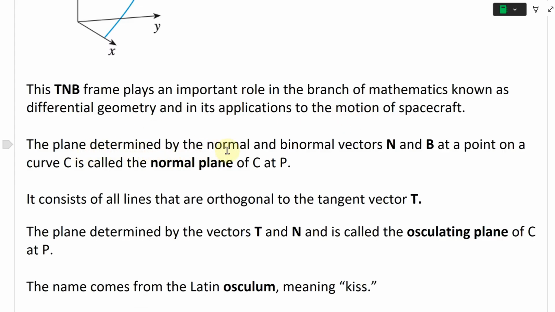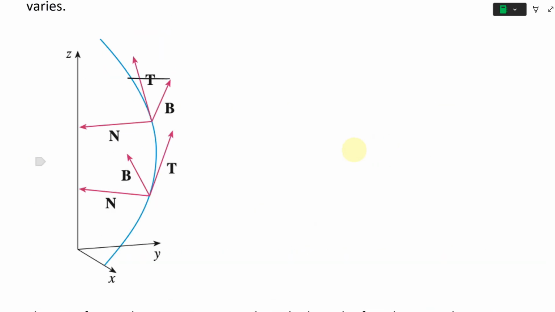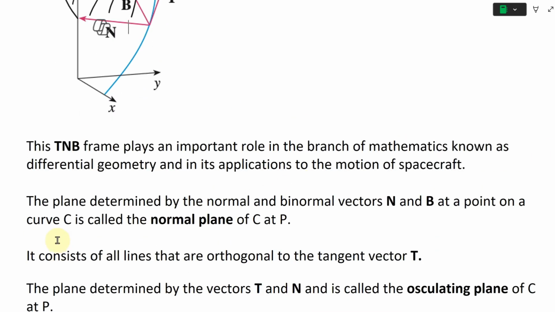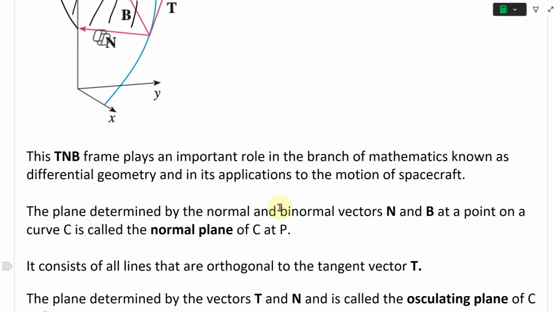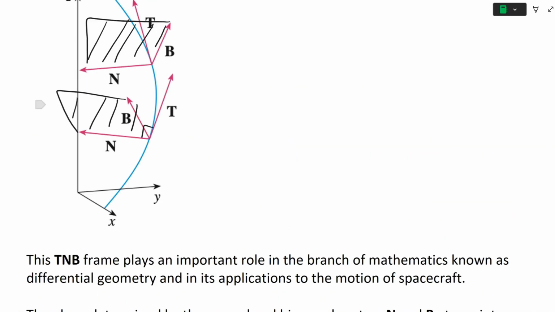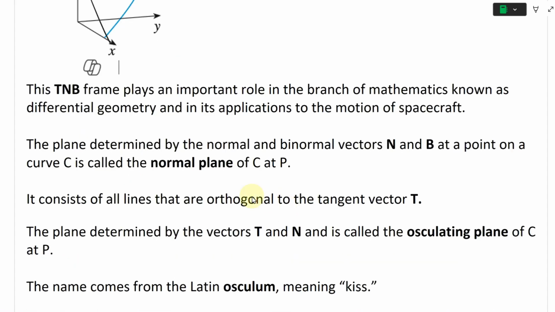The plane determined by the normal and binormal vectors N and B, so N and B there, like that, in this case would be like this. N and B at a point on a curve is called the normal plane of C at P. That's the normal one. It consists of all lines that are orthogonal to the tangent vector T. These are all the points, and again, it will expand out to all points. Basically, that's the plane, and it's orthogonal to the tangent vector T.